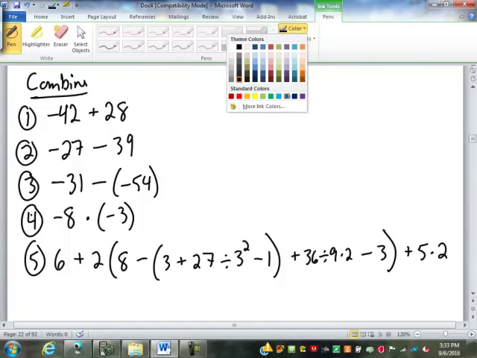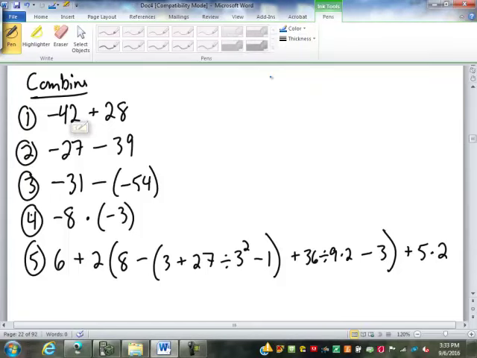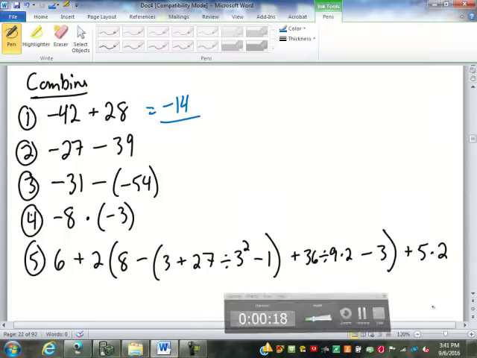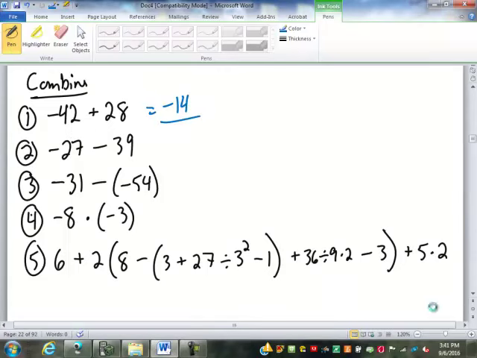Okay, so let's take a peek here. The first one, negative 42 plus 28. What'd you get? Negative 14. Yes. Network didn't come out, did it? Sorry you guys didn't get a chance to get into it much, but the first one here we had negative 42 plus 28 comes out to be negative 14. From 0 you go negative 42, positive 28, looks something like that.